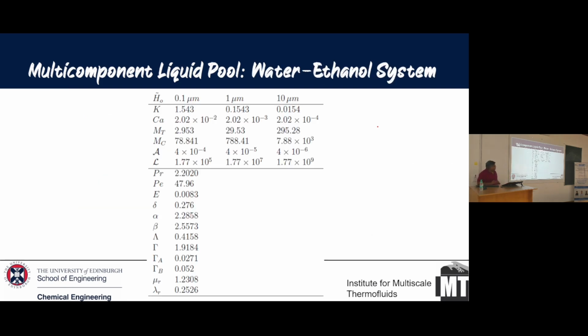And the parameters that we use is water ethanol system, and as I mentioned, we are looking for the case where you've got a very thin film of water ethanol system. Very thin film, and these are the properties of water ethanol system at that particular height. Is there anything else that I've missed?